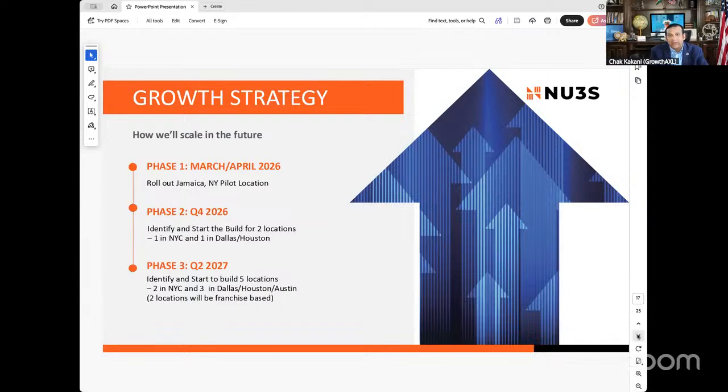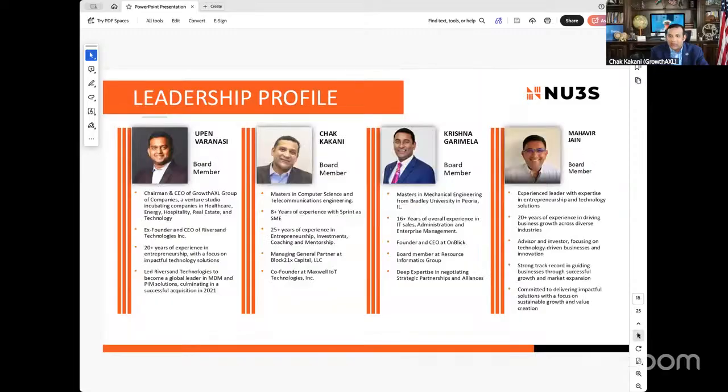So what you're looking at is a flagship unit in New York City, the best place to do business in terms of revenues and all. And this is our leadership profile. We are four board members here. I'm one of them. Our chairman of the board is Upen Varanasi. And that's me, Chak Kakani, Krishna Garimella, and Mahavir Jain.